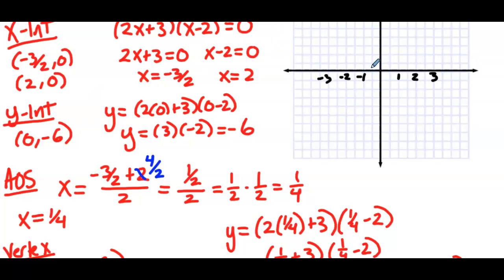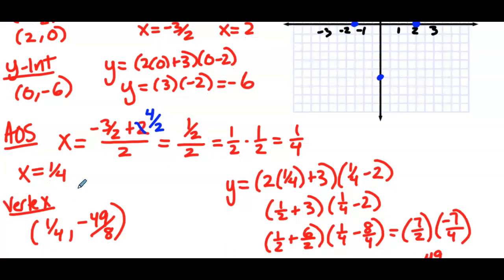Okay, so we have negative 3/2, so that's negative 1.5, so that's right there. Then we have (2, 0), which is right here. The y-intercept is (0, -6): 1, 2, 3, 4, 5, 6. The vertex is at (1/4, -49/8).